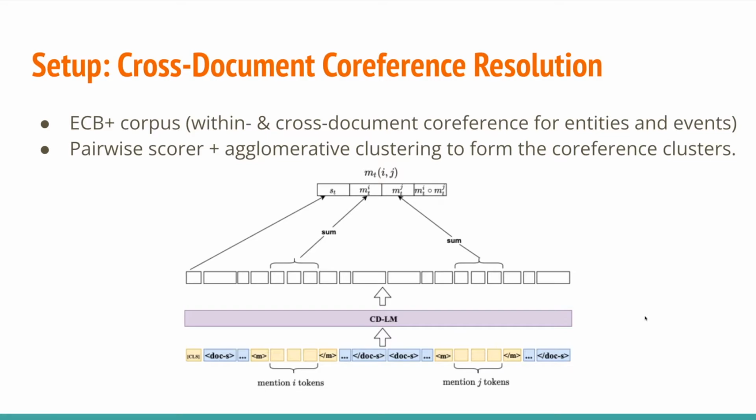Okay, for the next task, the first extrinsic evaluation, they work on cross-document coreference resolution. So for the data set, they use the ECB+ corpus. So this is about within and cross-document coreference for entities and events. Their model is still using Longformer with CDLM, but with some modification.